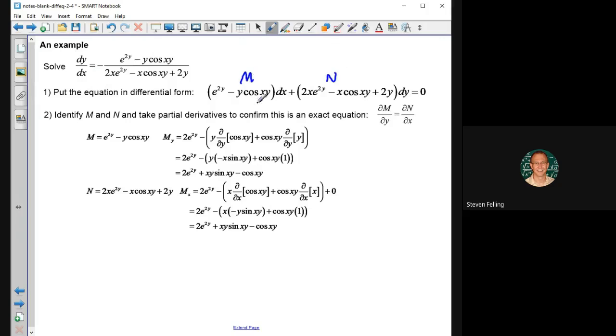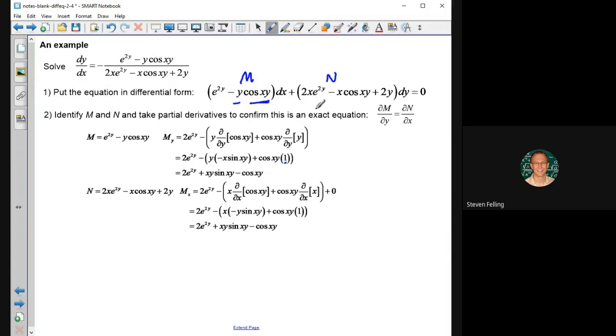So we're going to take the partial derivative of all of this with respect to y. The partial derivative of this term with respect to y would be 2 times e to the 2y. And this term here has two functions that are multiplied, so we'll need to do product rule: first times derivative of the second plus second times derivative of the first. So this is y times negative sine of xy times the partial derivative of the inside with respect to y, which is x, and then cosine xy times the partial derivative of y with respect to y, which is 1. And so that ends up being this.